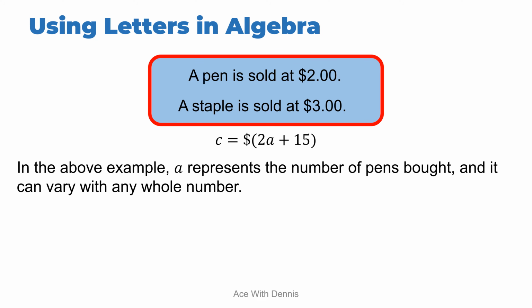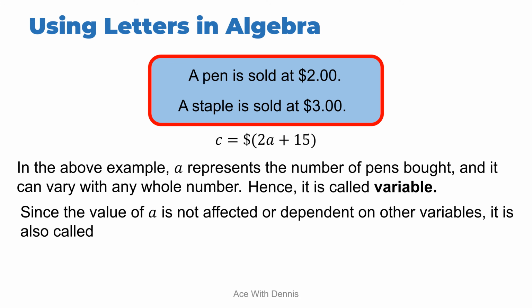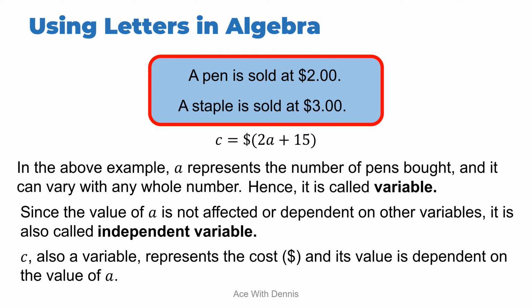In the above example, a represents the number of pens bought, and it can vary with any whole number. Hence, it is called a variable. Since the value of a is not affected or dependent on other variables, it is also called an independent variable. C, which is also a variable, represents the cost in dollars, and its value is dependent on the value of a. Hence, it is called a dependent variable.